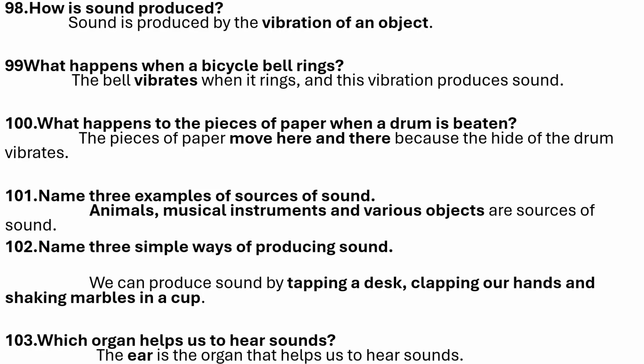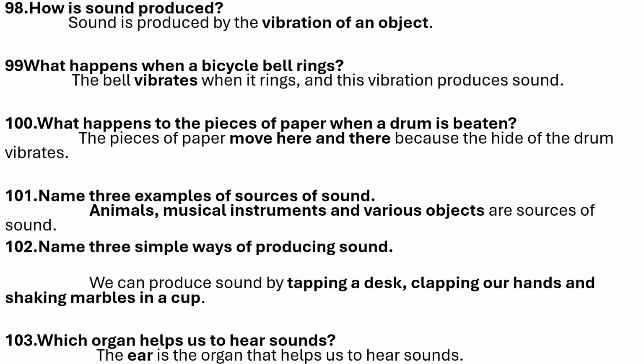Name three examples of sources of sound. Animals, musical instruments, and various objects are sources of sound. Name three simple ways of producing sound. We can produce sound by tapping a desk like this. Okay, don't know if you heard that, but that's how you do it. Clapping our hands, I'm not doing that. And shaking marbles in a cup.